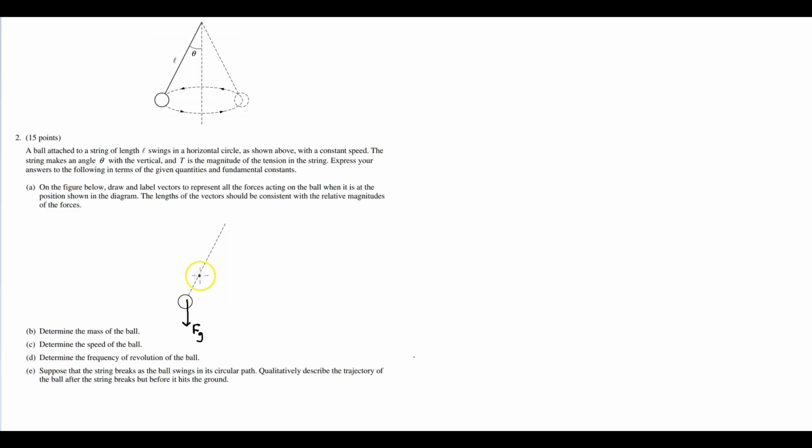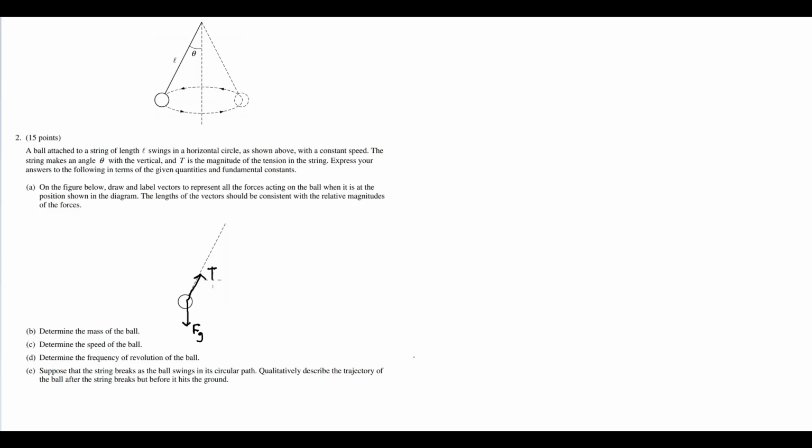Then this would be tension T. So they give us T. And are there any other forces? Well, there isn't any other actual forces. So this will be it. These are both the forces.